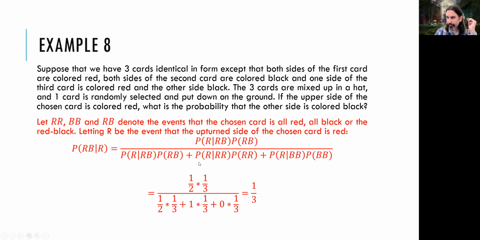In here, when both sides are R, the probability of getting an R is 1, because whatever you do, it's 1. And getting that card is 1/3. Getting RB is 1/3. When you have RB, getting R on the top side is 1/2. So when you write all these values and you calculate them, you get the probability 1/3.